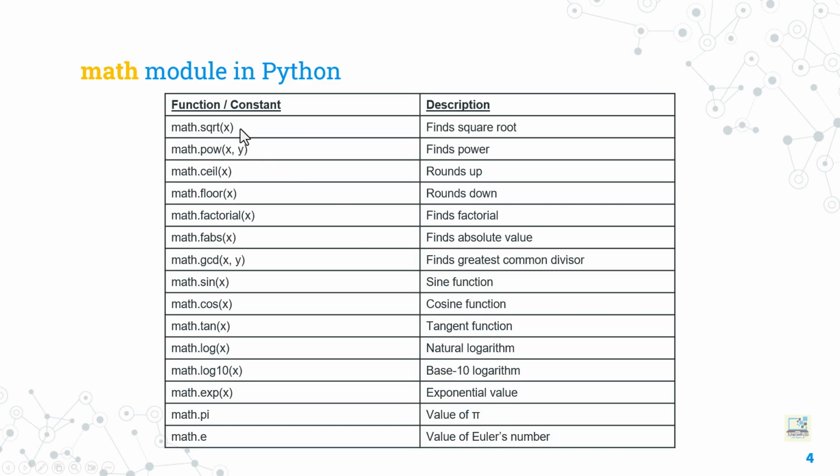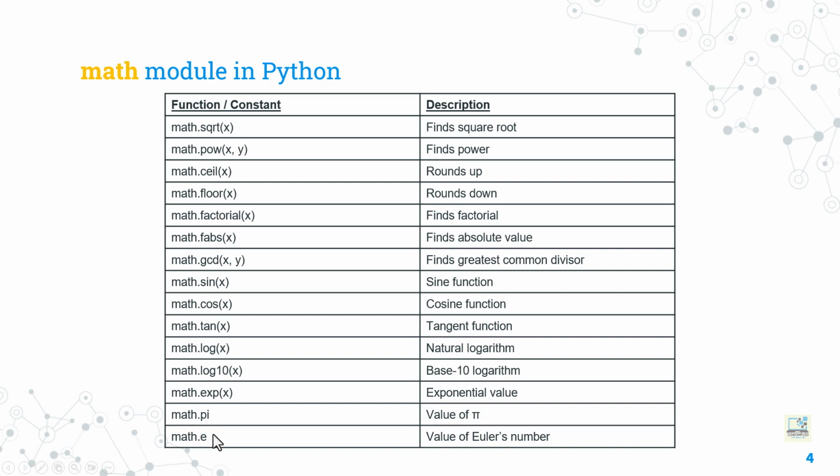This is the list of all the functions under the math module in Python. So we have sqrt for finding square root, we have pow for finding power, then we have ceil for rounding up number, we have floor for rounding down, we have a factorial function for finding factorial, we have fabs for finding absolute value, we have gcd for greatest common divisor, then we have trigonometric functions, we have sine, cos, tan, we have logarithm functions, we have log 10, then exp.